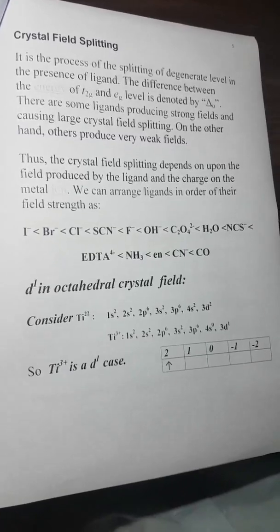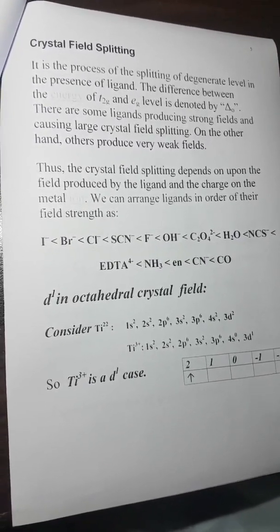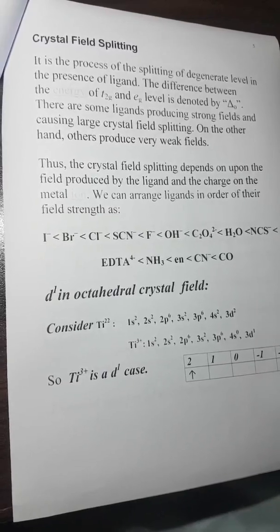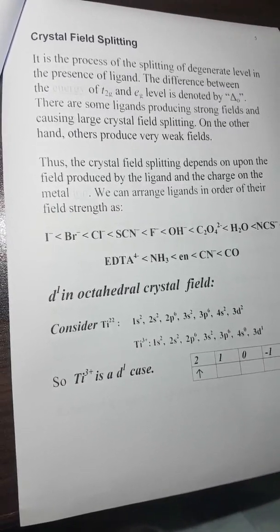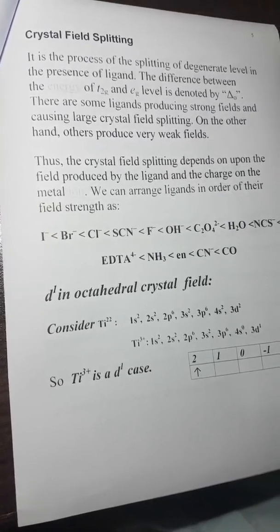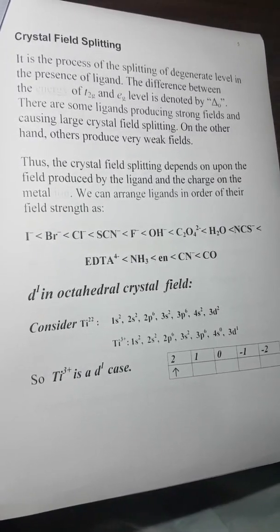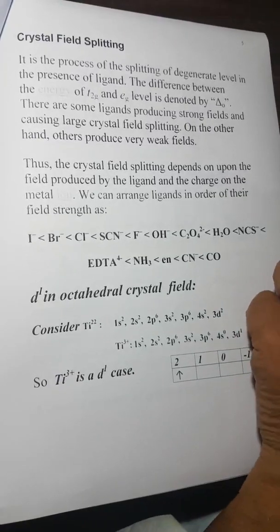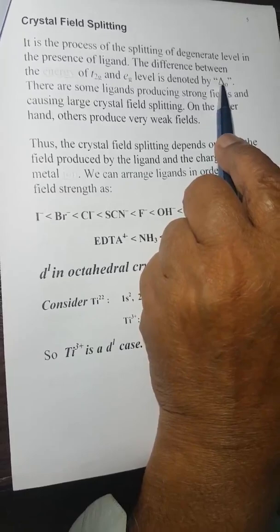I must say the process of splitting of the degenerate orbital, due to presence of ligand, there is a difference in energy of T2g and Eg level, and that is, as I said before, denoted by delta, splitting energy.